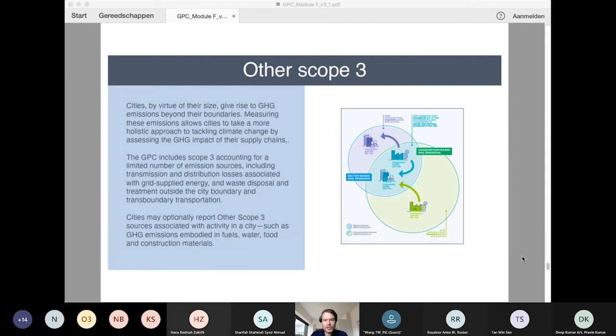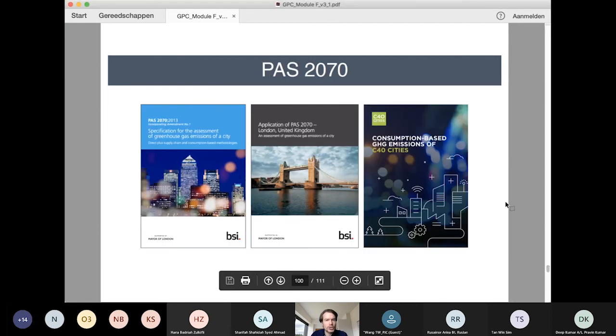So if you'd like more information on this, there are 3 really useful reports to have a look at. There's a standard called PAS 2070, which is similar to the GPC, but it goes beyond the GPC, and it also looks at scope 3 emission sources as a standard. It's quite a dry document, so if that puts you off, then don't read that. But if you like the detail, then definitely have a look at that report.